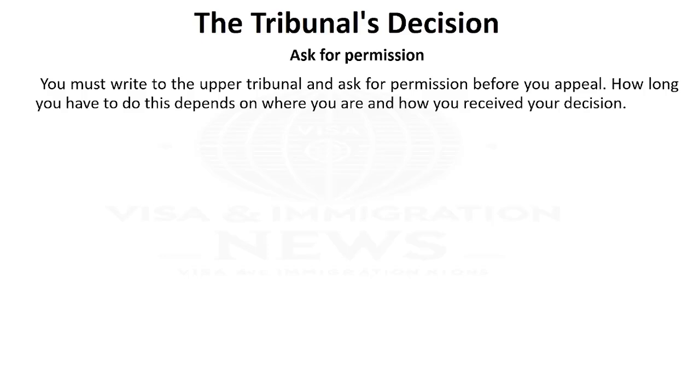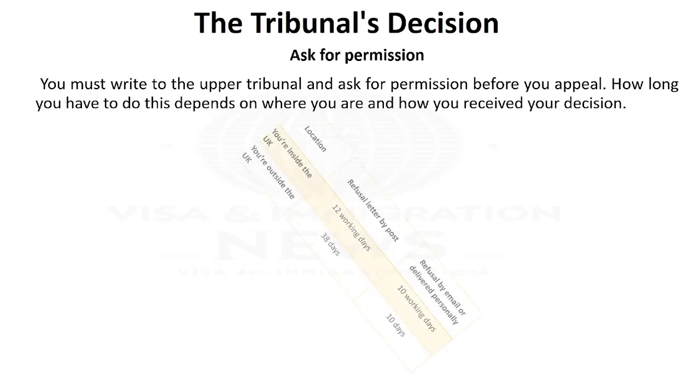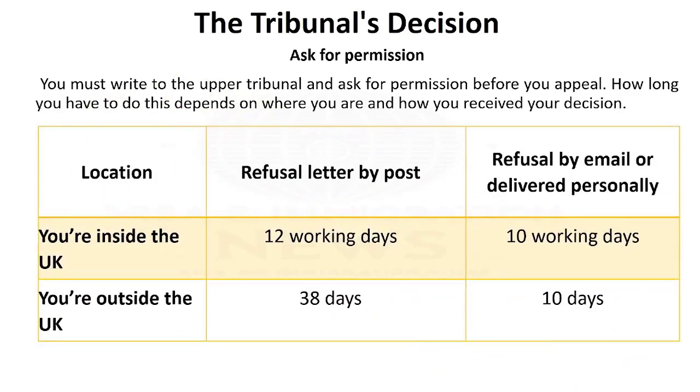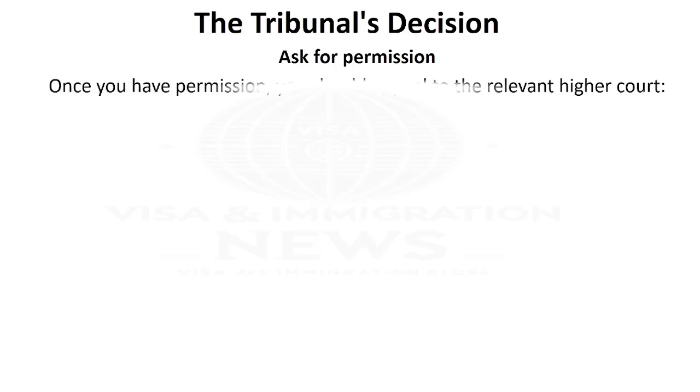How long you have to do this depends on where you are and how you received your decision. Refusal letter by post: 12 working days if you're inside the UK, 38 days if outside. Refusal by email or delivered personally: 10 working days for inside and outside of the UK.